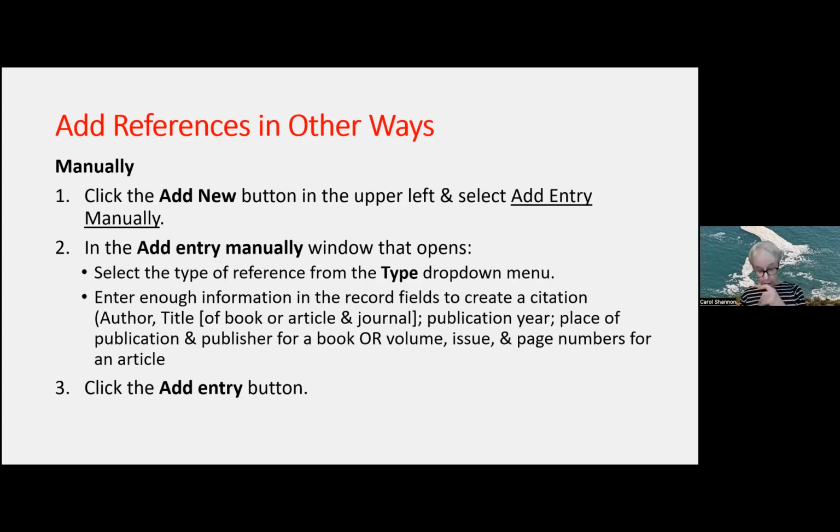So if a journal article has the type of book, it will not be formatted properly and it will look quite strange in comparison to what it should look like. If you have to enter by hand, you just want to enter enough information in a few record fields, not everything that's available, to create a citation, such as author, the title of a book or title of an article in a journal, publication year, place of publication and publisher for a book, or volume, issue, and page numbers for an article. And then click the Add Entry button and you'll be all set.